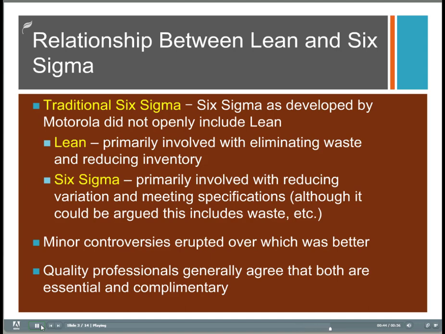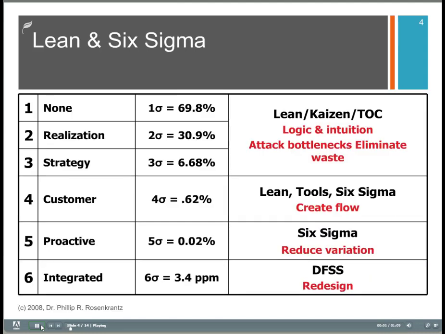There have been minor controversies early on about which was a better approach to use, but I think quality professionals generally agree today that both are essential and that they go together. This slide was used earlier in the program. It's used again here to give some context. Sometimes companies that are early in their journey have products and processes where they have a high scrap rate. They have processes that are out of control and not capable. And they're really at a loss for how to reduce them in an organized way.